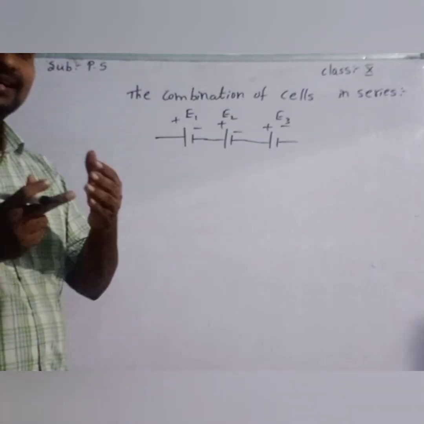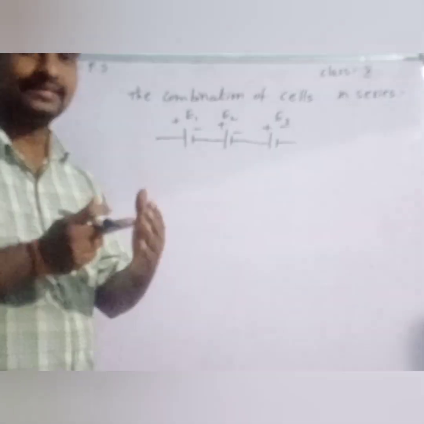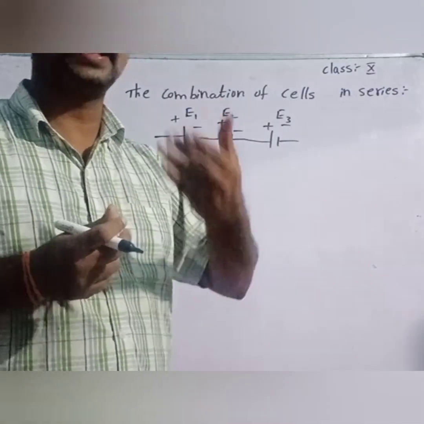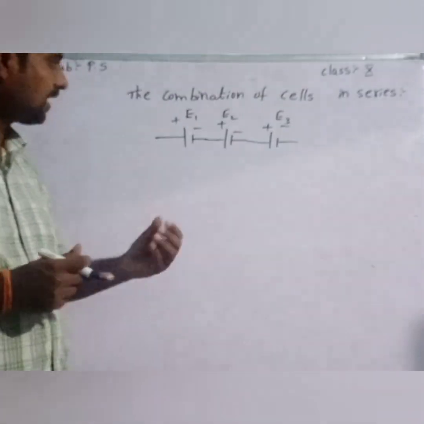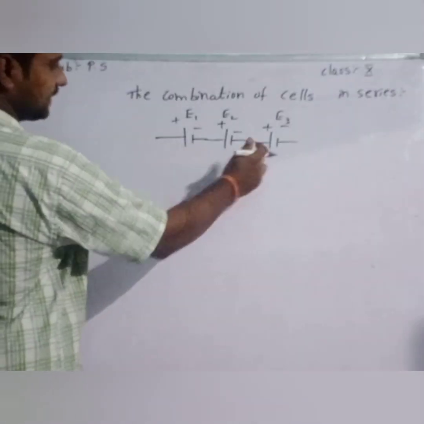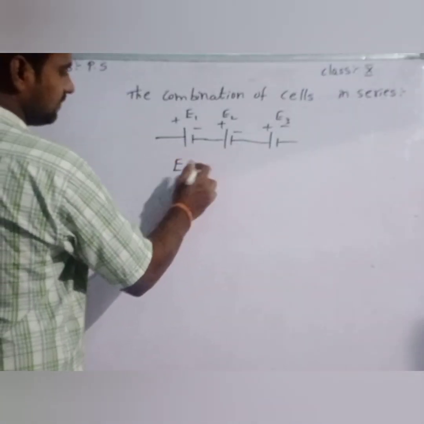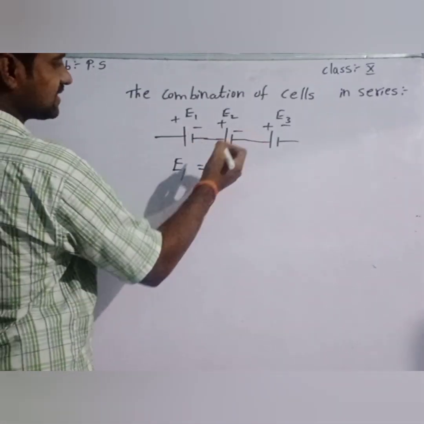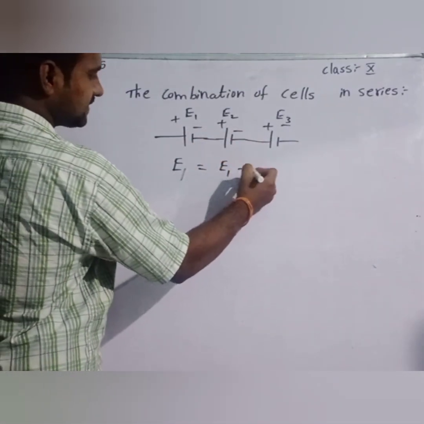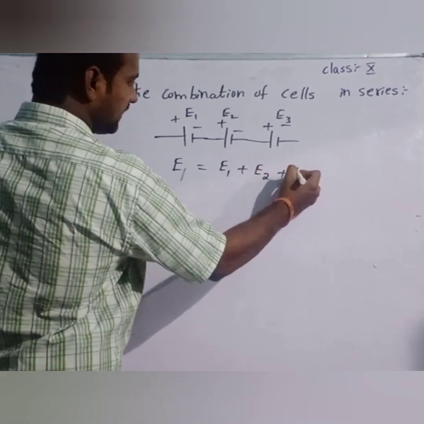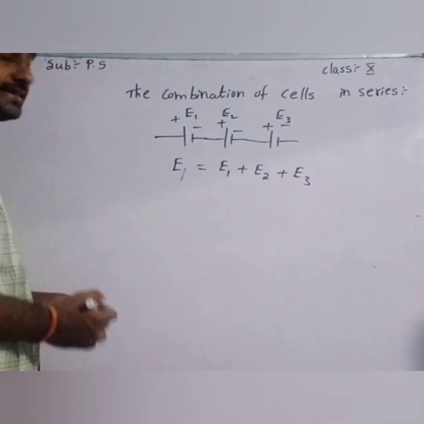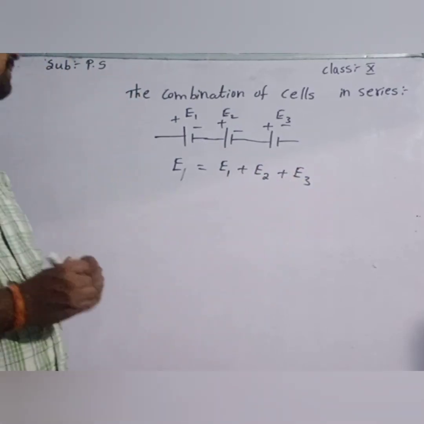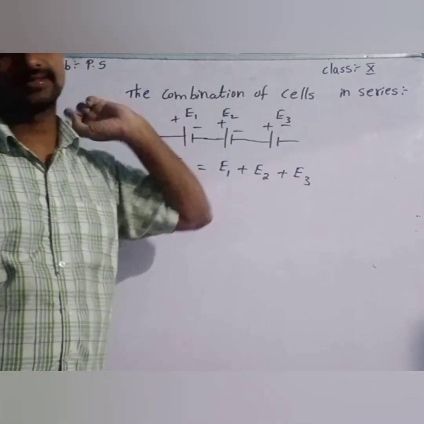So now, what is the total voltage when three batteries are connected in series? The total voltage is simply the sum of all the voltages. Sum of all the voltages means E1 plus E2 plus E3. Clear? This is the formula for the combination of cells in series.